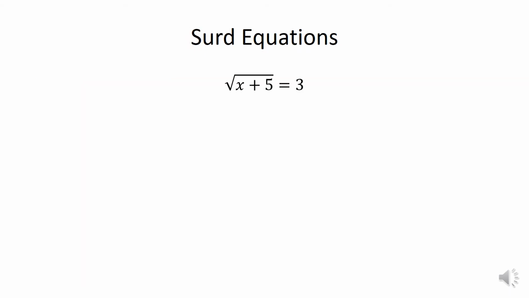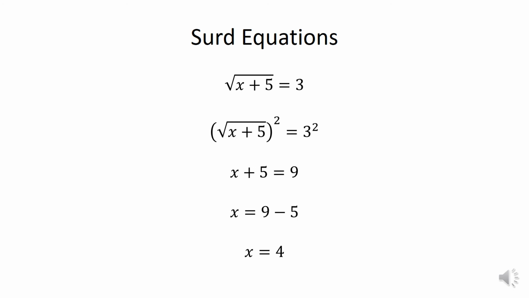So here's a simple example. Root x plus 5 equals 3. So we have to solve for x. We'll begin by squaring both sides. Squaring a square root just gives you whatever's underneath, x plus 5, and squaring the right-hand side gives you 9. And then you can solve for x, and you get 4. So there we see squaring both sides working.